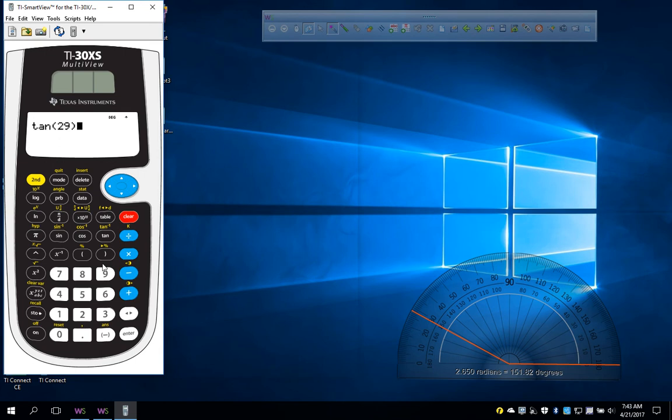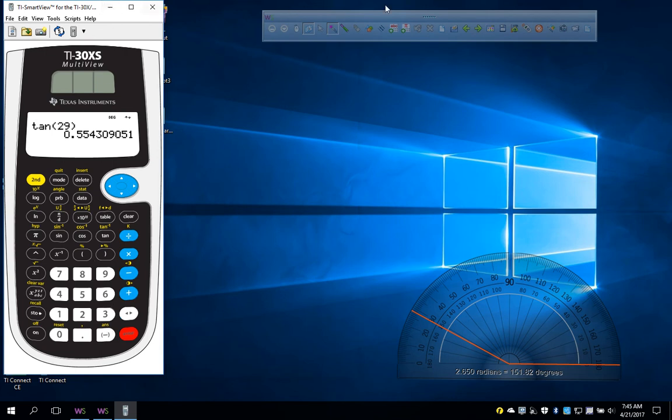Clear. Okay. Oh, I have too many parentheses. Delete that. And if I hit enter, I get about 0.55. So I should have gotten about 0.6, right? But I probably measured that angle, I'm off a little bit on the measurement of that angle when I measured. But, so what does that mean?